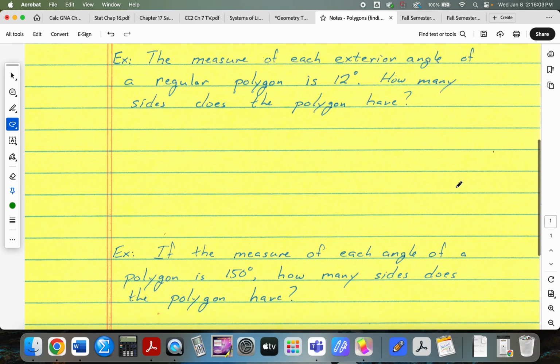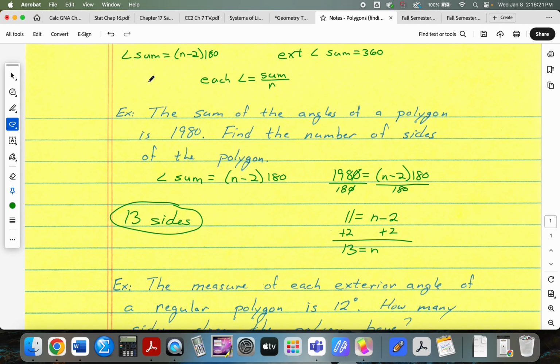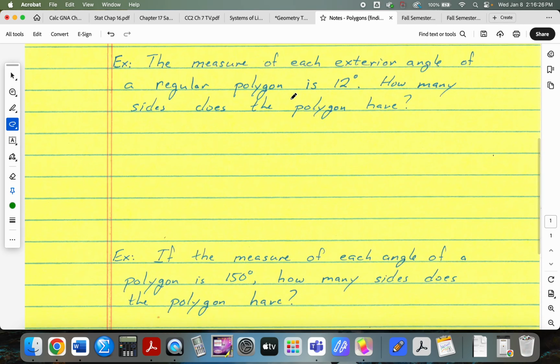All right, let's look at this one. It says the measure of each exterior angle of a regular polygon is 12. How many sides does the polygon have? So we're looking for n. The formula for each angle is that each angle is equal to the sum divided by n. So each angle is equal to the sum divided by n.